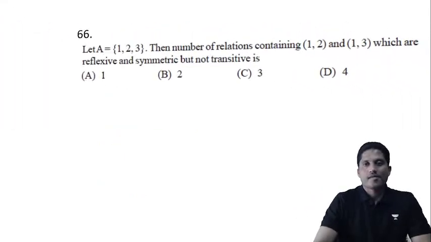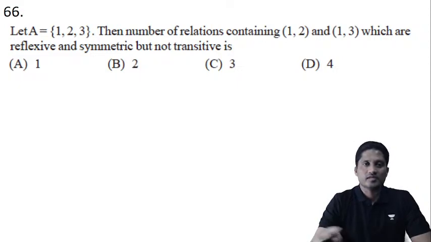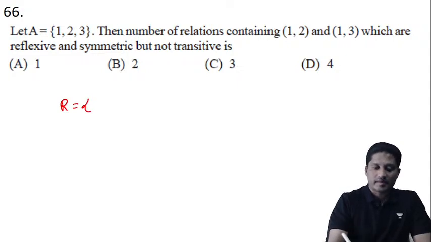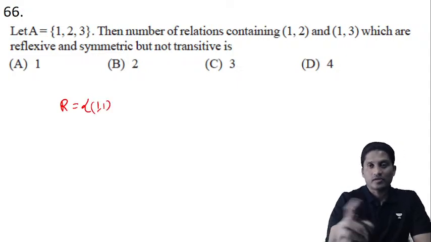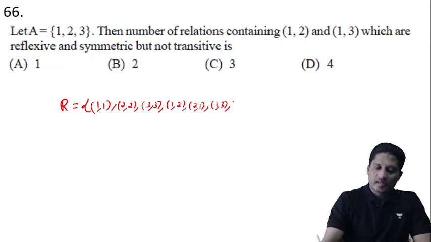Right? Question number 66. If A is equal to the set {1, 2, 3}, the number of relations containing (1, 2) and (1, 3) which are reflexive and symmetric but not transitive. Suppose relation R is reflexive and symmetric, and it should contain (1, 2), (2, 1), (1, 3). So R has (1, 1), (2, 2), (3, 3), next (1, 2) and (2, 1), (1, 3) and (3, 1).